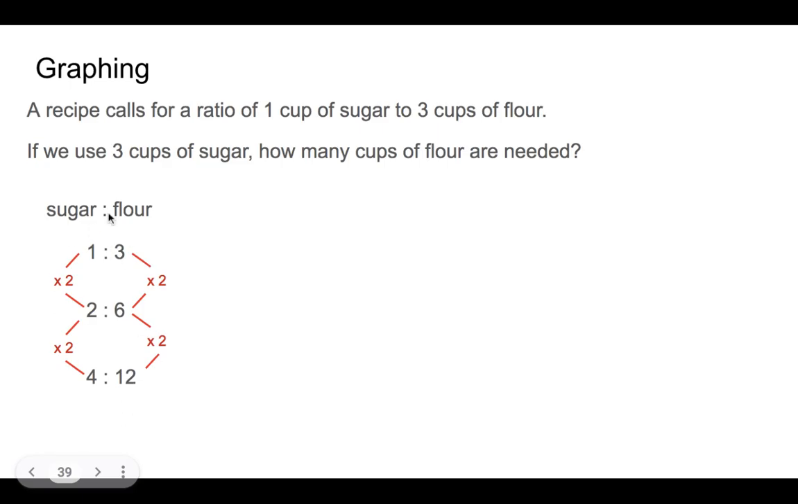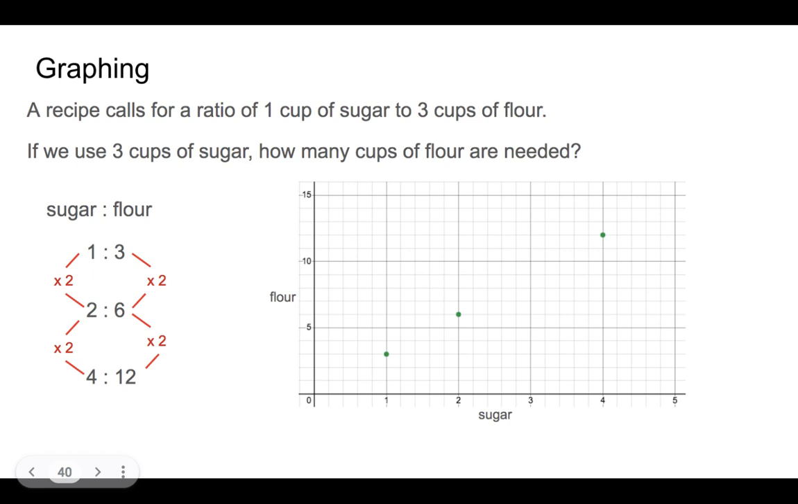Now that I have these three ratios, I can use them as a graph. So these are three different ordered pairs. When I set up my graph, I'm going to put my sugar as my x-axis and the flour as the y-axis. And then I can plot the points. So the first point was for the sugar being 1 and the flour being 3. So 1, 3. My second point is 2, 6, and my third point is 4, 12. Now I notice that they line up, so I can draw a line and notice it's a linear function.